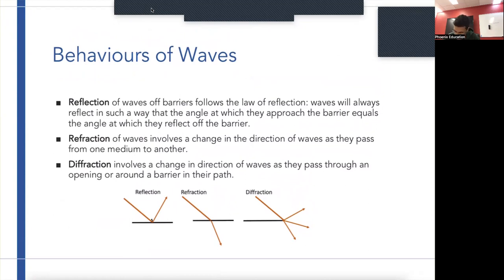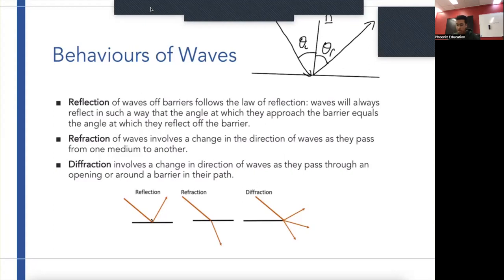So we'll draw a bigger diagram actually up here. So if this is our normal, and this is our wave, the angle of incidence, the angle at which this wave hits the surface is this one. So this is our theta I, our angle of incidence. This angle in the law of reflection will be the same as the angle of reflection. Okay, so that's the law of reflection.